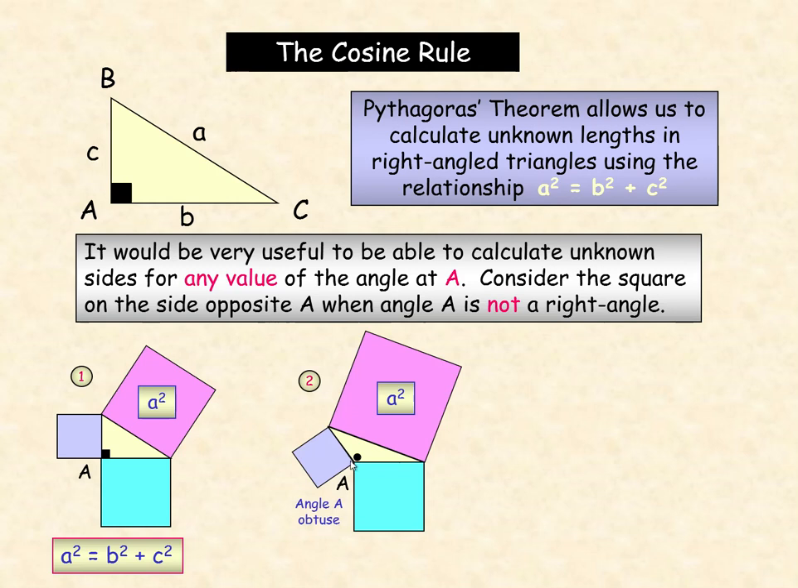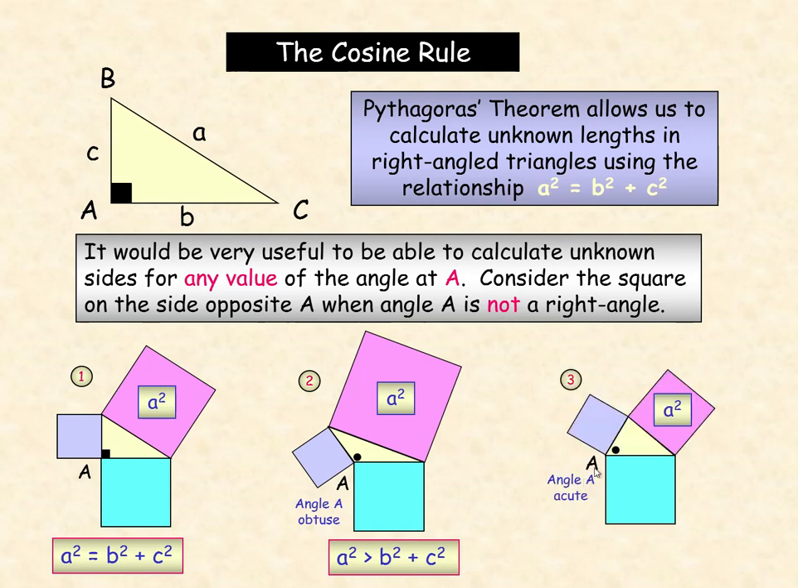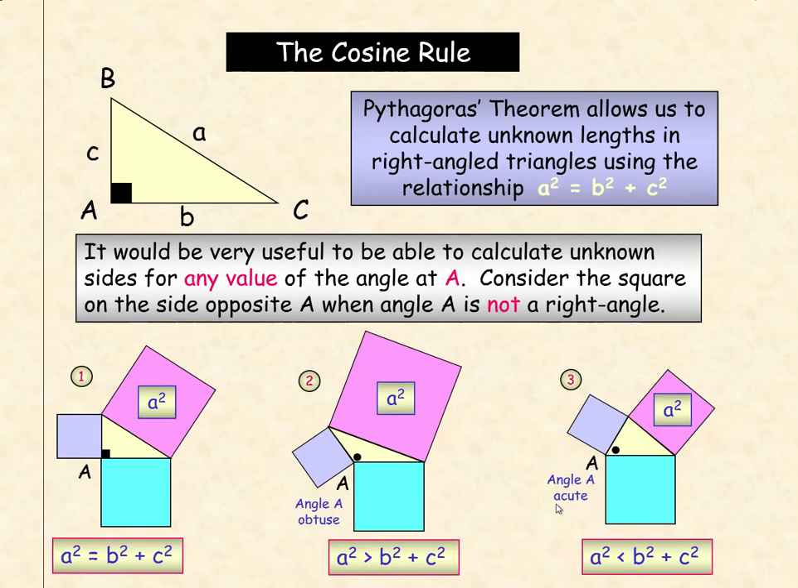Here we've got, it's more than 90, so it's an obtuse angle. So a squared is going to be greater than b squared plus c squared. And you can imagine then, when I show you when it's an acute angle, a squared is going to be less than b squared plus c squared. So for these two, we cannot use Pythagoras or SOHCAHTOA. And so we have to use something slightly different.